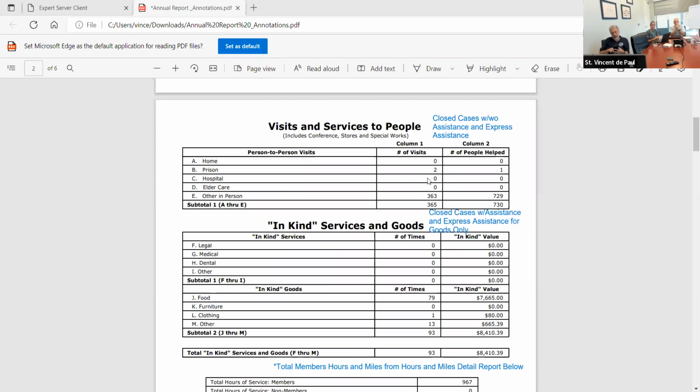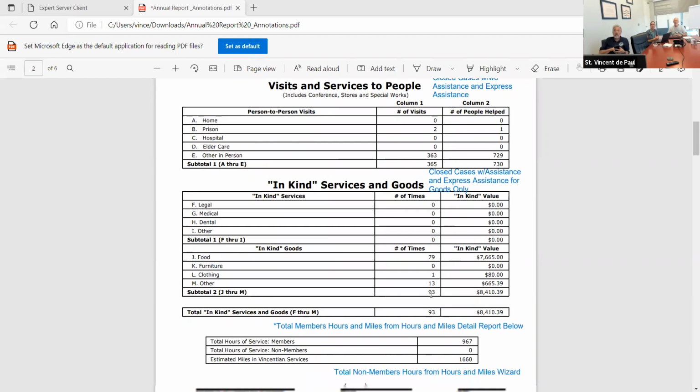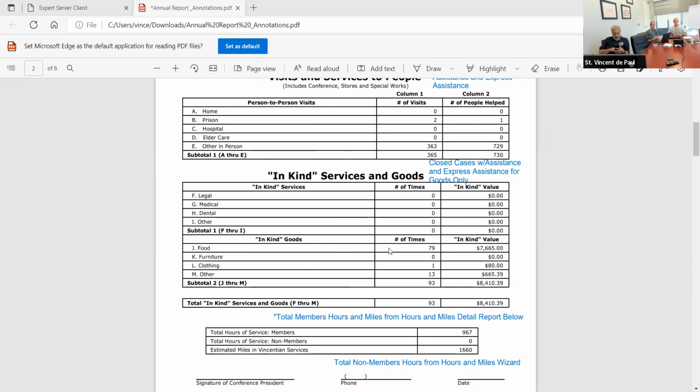Doesn't look like it. I think it's gonna be all on the appendix, or the new calculation. Well, I guess so. Okay, so the in-kind services and goods section, okay? Again, it comes from closed cases, but it's only with assistance.